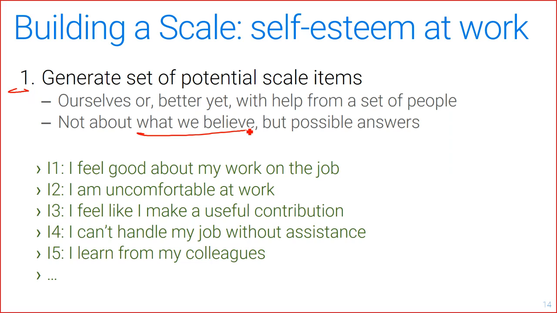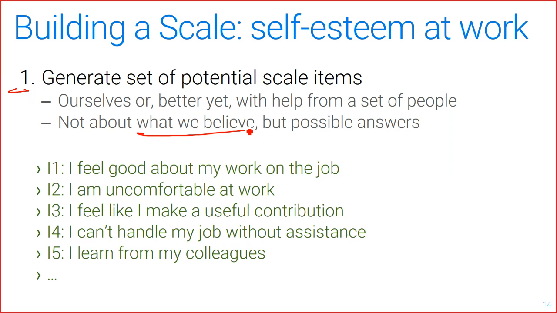Okay, we generate this potential set of scale items, and we come up with a list of 5, for example. So item 1 would be an answer that someone can give us. Let's say, I feel good about my work on the job. Item 2, I'm uncomfortable at work. Item 3, I feel like I make a useful contribution, etc. So you come up with these possible answers.